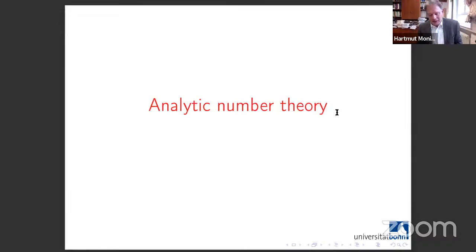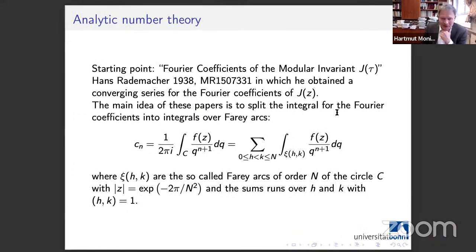Now, let me explain how I did this calculation, or how you could do this calculation for any subgroup of PSL2Z and SL2Z using analytic number theory. This is not what I'm going to use in the end, but it's useful to know. The starting point I want to explain is this paper by Rademacher on Fourier coefficients of the modular invariant J, from 1938.